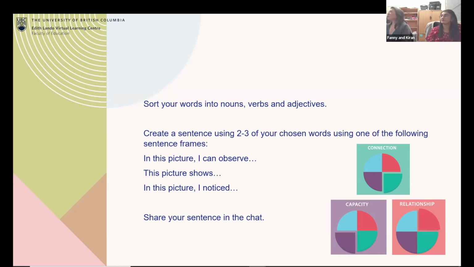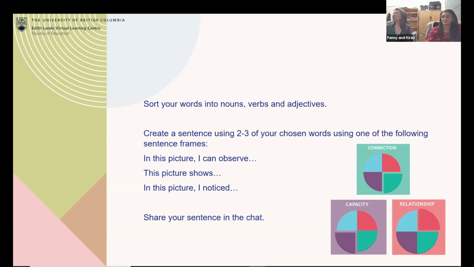In this picture, I observed differentiated instructions, some students working independently while others are working together. That's fantastic. This picture shows collaboration, helping each other out and exchanging ideas.